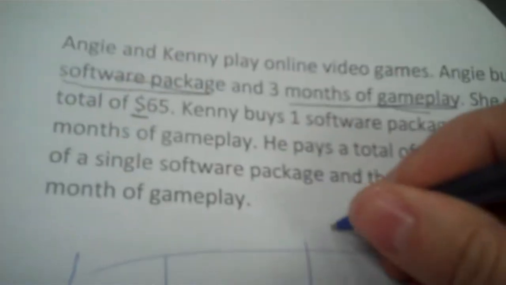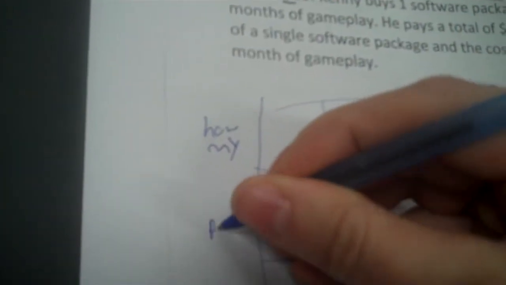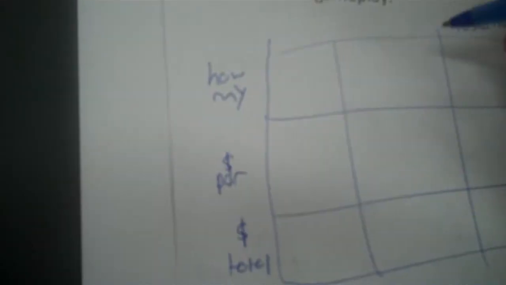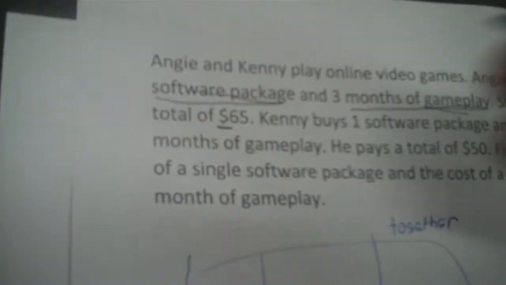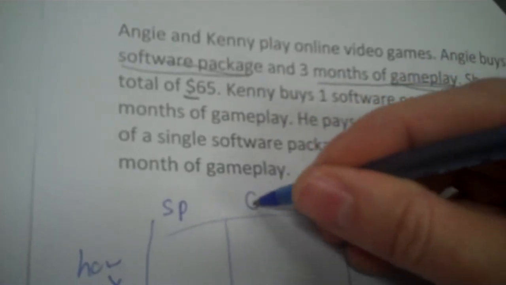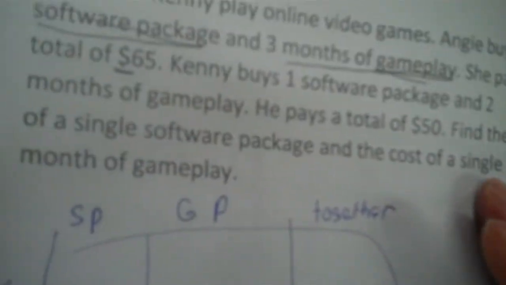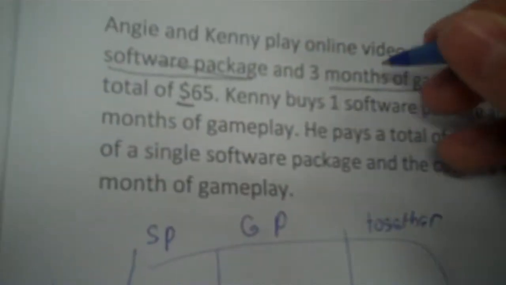So, table. So you have together, then how many, then per, and total. Every time, all day. Money goes on top, because money is a unit. Now the software package and months of gameplay, so just put SP for software, GP for gameplay. Money total, well there's 2 different people, so there's going to be 2 totals. You got 65, and then you got 50. Put them in the order they appear in the problem.